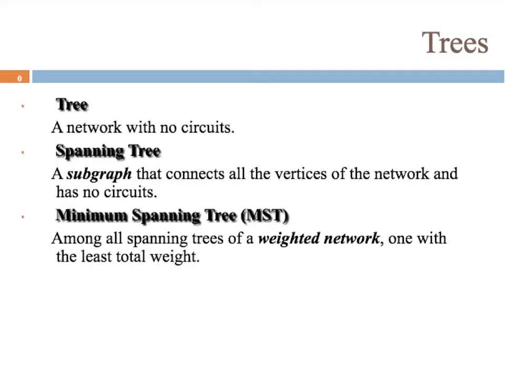Okay, basic definition for a tree: a network with no circuits. A spanning tree is going to be a subgraph that connects all the vertices of the network and has no circuits. So we have one giant network, and we can take parts of that to create a spanning tree, and usually multiple spanning trees. The minimum spanning tree is, among all spanning trees of a weighted network, the one with the least total weight. So it's kind of like in the Euler and Hamilton circuits chapters, we're still trying to find the best value here and make things optimal.